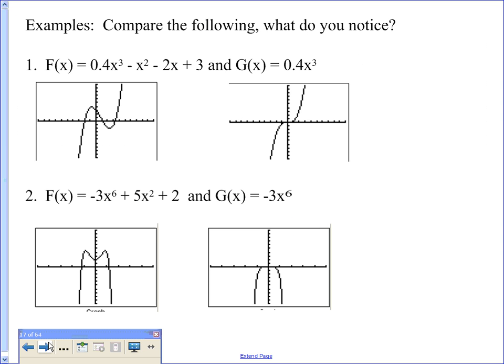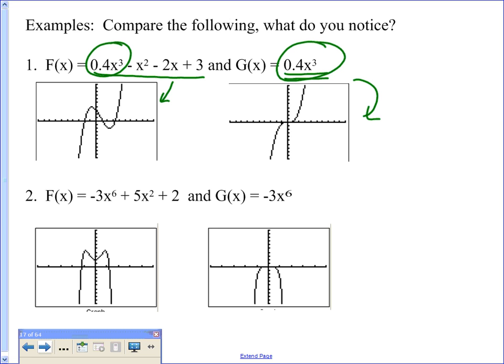Now here are a couple of examples, and I already have graphs for you. So in the first example, I have this polynomial and its graph, and then this and its graph. You notice what I've done is I've taken this and graphed just here. And what I want you to do is notice the end behavior and what's happening here.